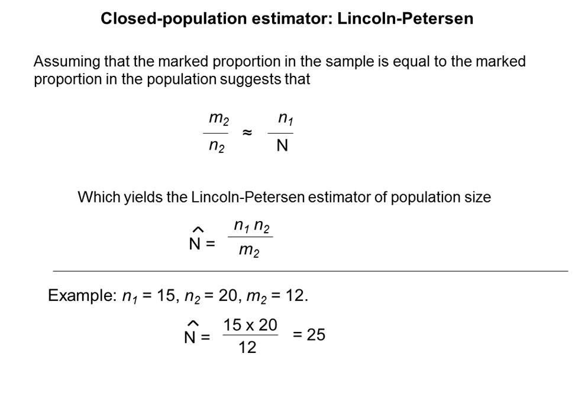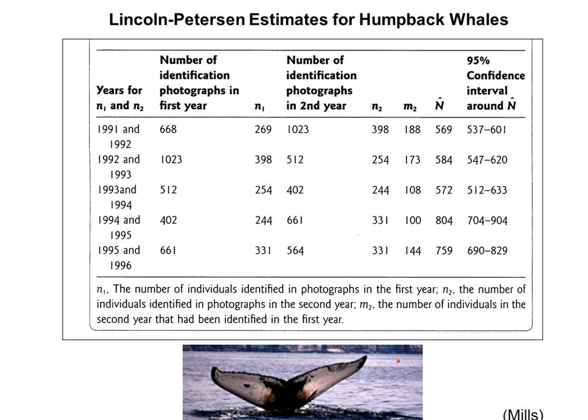An example is given: if the first time you sample 15, the second time 20, and 12 of the 20 are marked, then the estimate of the population given this formula is that there are 25 in the population. So this is an example of estimates from the Lincoln-Peterson model for humpback whales. And this was again done using photographs of their tails.